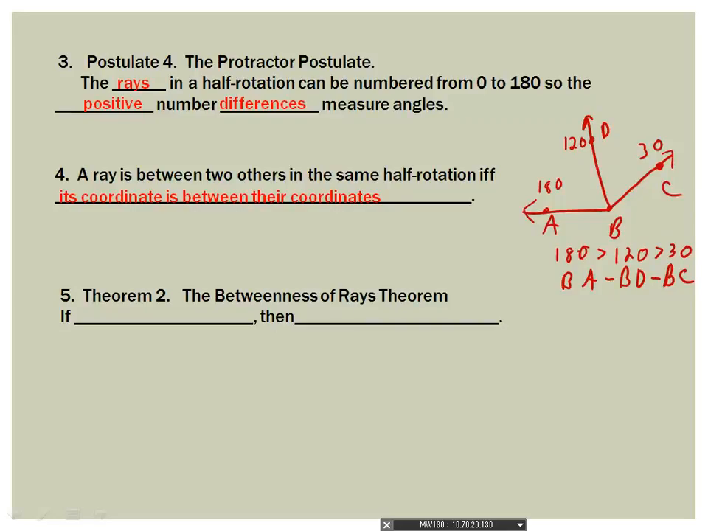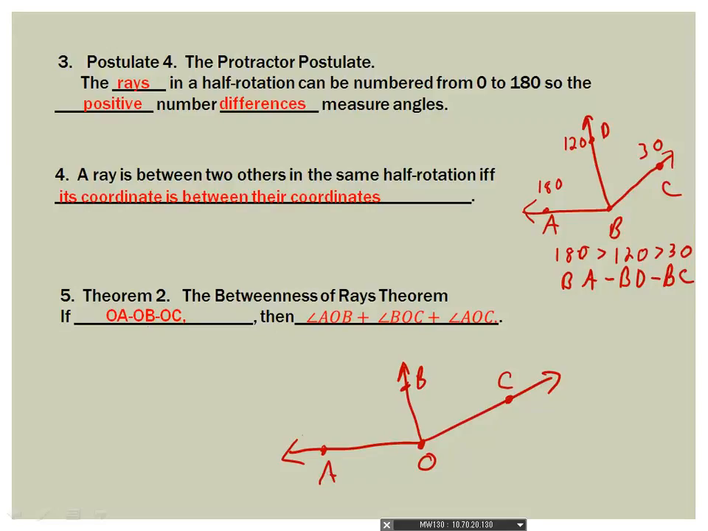All right, theorem 2, the betweenness of rays theorem, very similar to the betweenness of points theorem. And you can see that sort of notation here. OB is between OA and OC. Then angle AOB plus angle BOC plus angle AOC. Oh, that should be, let me show you the figure here. So OA, so we have this.